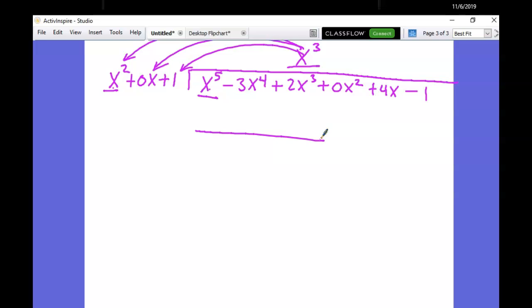Okay, so x cubed times x squared gives me x to the fifth. X cubed times 0x, well, 1 times 0 is just going to be 0. And then x cubed times x gives me x to the fourth. And then x cubed times 1 gives me x cubed. All right, signs there. Next, we're going to subtract, and then you're going to write your answer underneath of it. Okay? So go ahead.